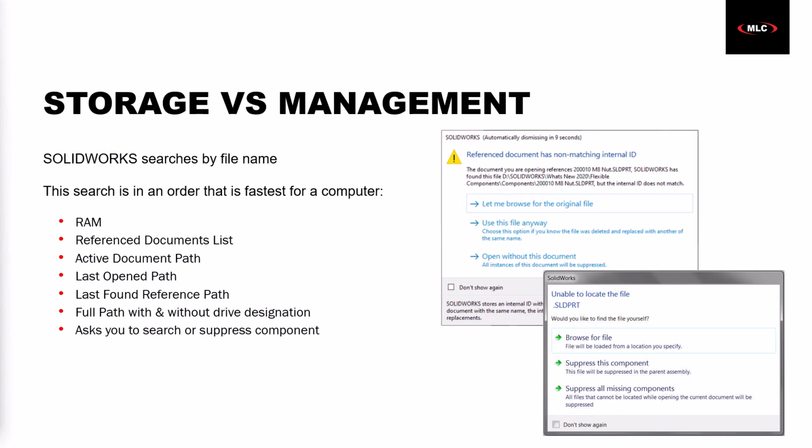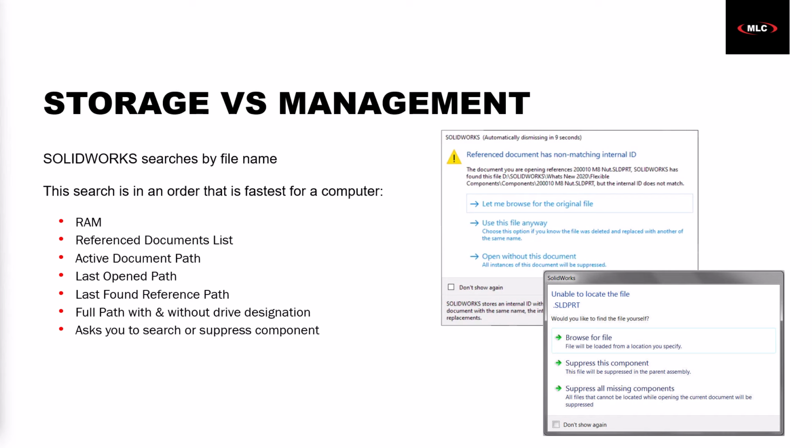If it is, it's instant to display that part. If it can't be found, then next it checks to see if any locations have been prioritized and specified in the reference document list found in the SOLIDWORKS system options. Then SOLIDWORKS checks in the path of the document that is currently open, then the location you last opened a file from, the last place it successfully found a reference file in, and so forth. If the file can't be found, like in cases where it's been manually renamed or relocated, you'll be asked to browse for it manually, or it'll simply be suppressed and missing from the drawing.